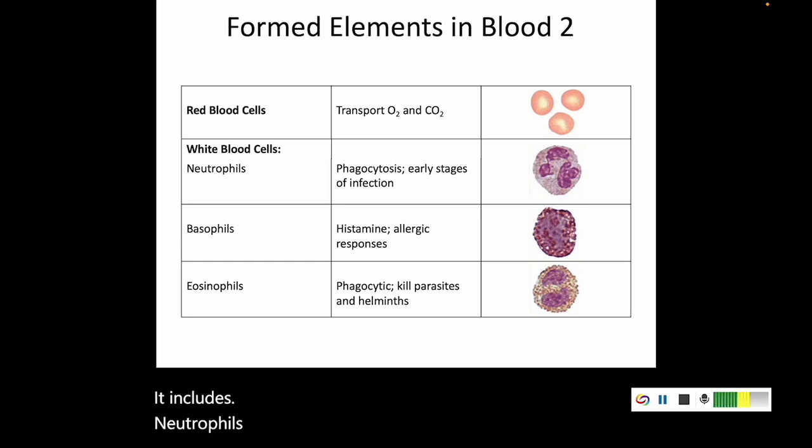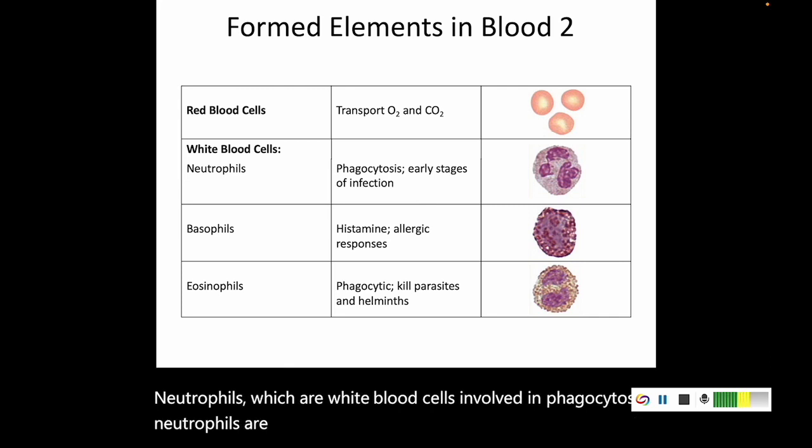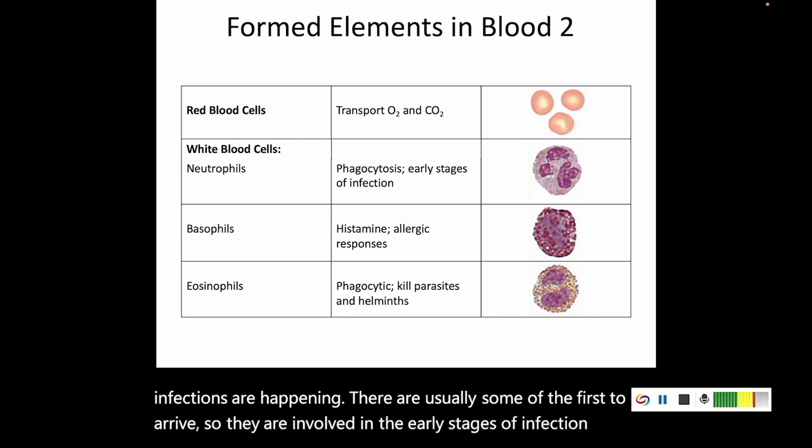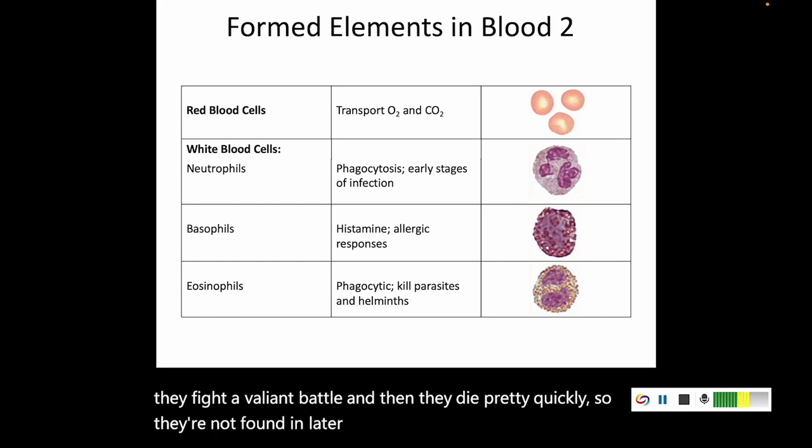Neutrophils, which are white blood cells involved in phagocytosis. Neutrophils are typically already around those areas where infection is happening. They're usually some of the first to arrive. So they are involved in the early stages of infection, but they fight a valiant battle and then they die pretty quickly. So they're not found in later stages. They're typically just there at the first stages of infection.